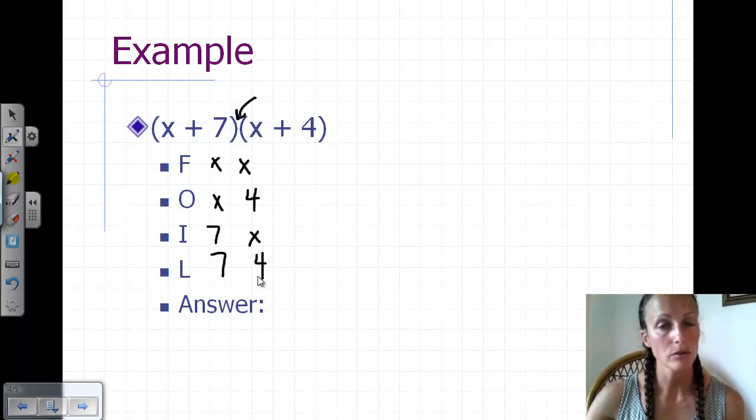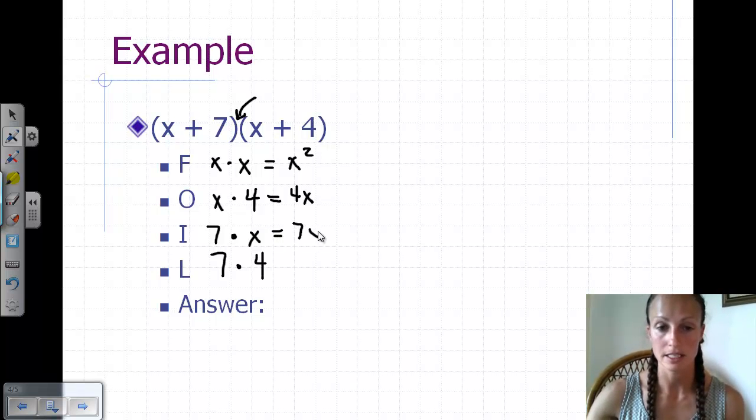And remember, our goal from the beginning was to multiply these two binomials. So we're going to multiply the first terms. We're going to multiply the outside terms, multiply the inside terms, multiply the last terms. Remembering our rules for multiplying monomials, x times x is x squared. X times 4, good job. We usually write the number in front, so we would say 4x instead of x4. 7 times x is 7x. 7 times 4 is 28. So we're almost done. That was the hard part.